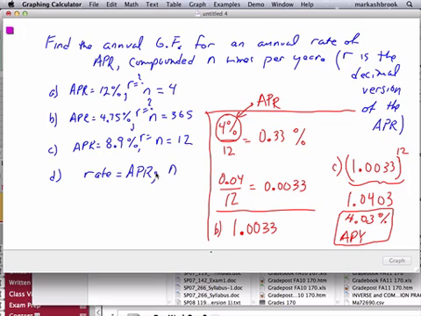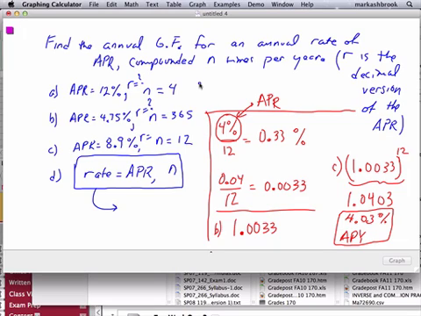So find the annual growth factor for each of these scenarios. APR of 12%, compounding 4 times a year. APR of 4.75%, compounded 365 times a year. APR of 8.9%, compounded monthly. And then finally, can we get a general form for this 1 year growth factor based on the given rate and the number of times compounding per year? That's our goal. We'll do these 3 to see if we can develop the pattern.